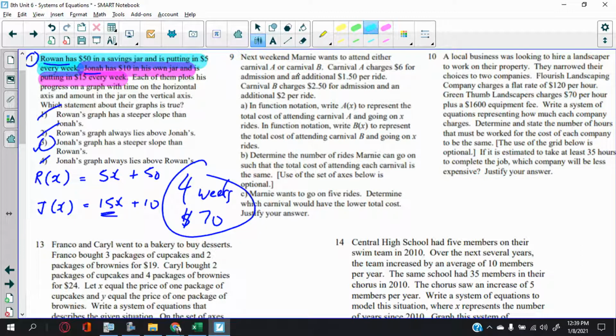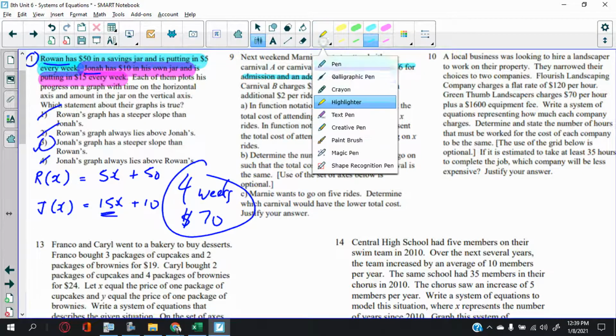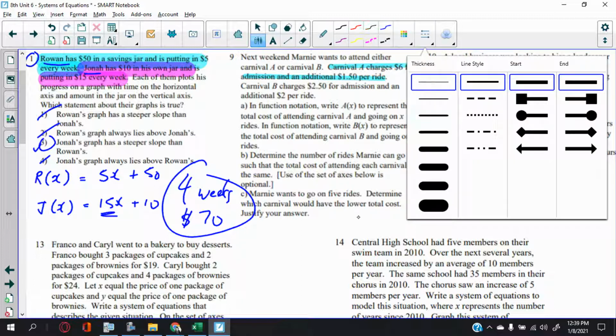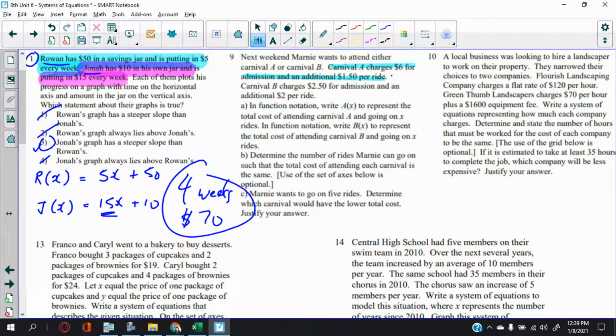All right. Marty wants to attend either Carnival A or Carnival B. Carnival A charges $6 for admission and $1.50 per ride. Now again, notice what I'm doing. I'm already taking notes as I'm going. It's more efficient. So Carnival A. They want you to use notation. It's actually a 3-part question. Write A of x to represent the total cost of attending a carnival. A of x is $6 for admission, and then $1.50 for every ride.